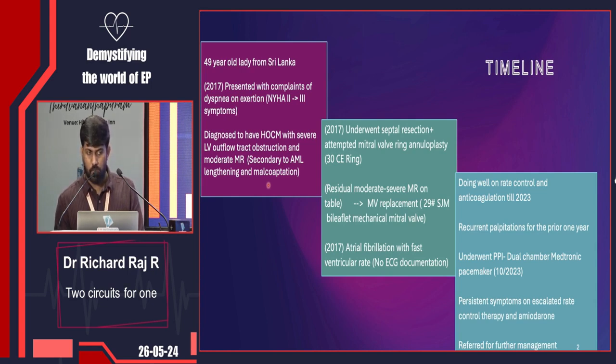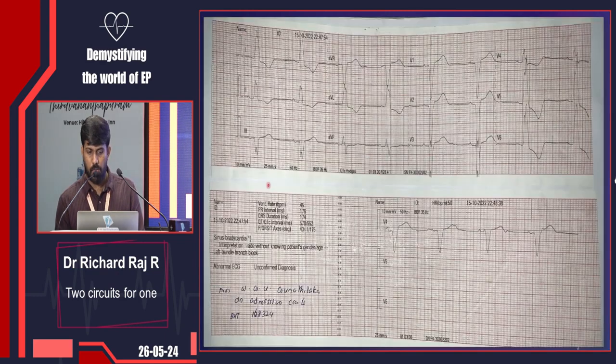But immediate post-op, she developed atrial fibrillation with a fast ventricular rate. There was no ECG documentation of it, however, rate control and anticoagulation were started. And in spite of all these treatments, she continued to have worsening palpitations. The beta blockers and other rate controls could not be escalated further in view of significant rate-related symptoms. So she underwent a permanent pacemaker insertion with a Medtronic pacemaker in October 2023, after which the symptoms continued to be persistent. So she came here for further management.